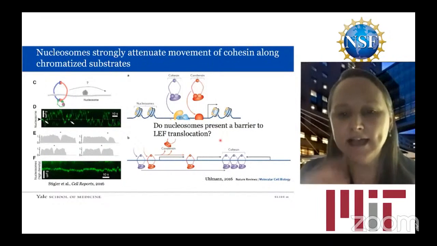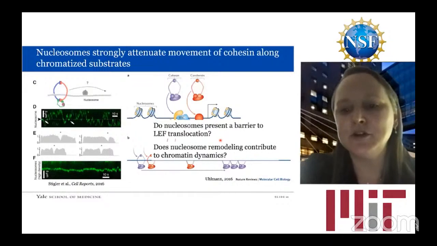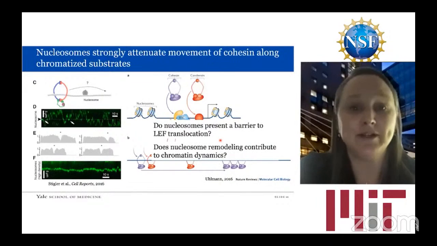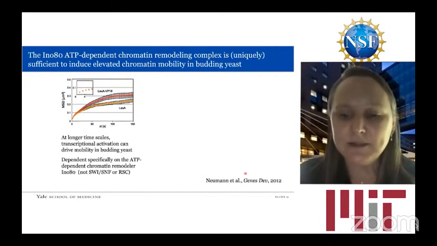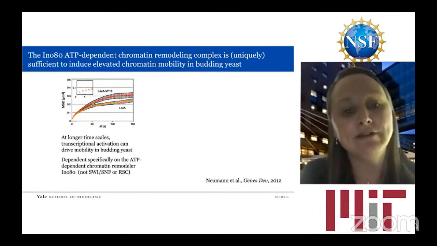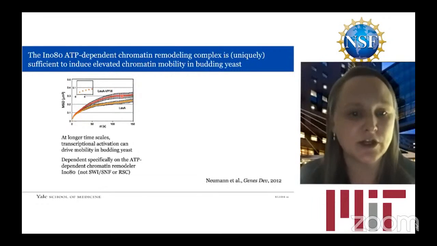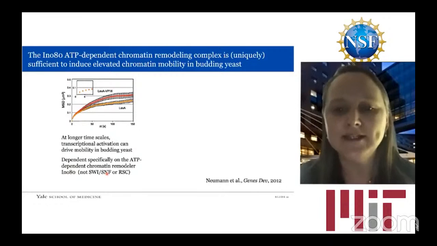So this led us to ask, do nucleosomes present a barrier to loop extrusion? And does nucleosome remodeling contribute to the chromatin dynamics that we've seen? This leads us to additional factors. Indeed, this is supported by data from Susan Gasser's lab, where they found that driving transcription can boost the chromatin mobility. This is now in budding yeast. And this actually depends specifically on the INO80 chromatin remodeler, but not on SWR1 or RSC.